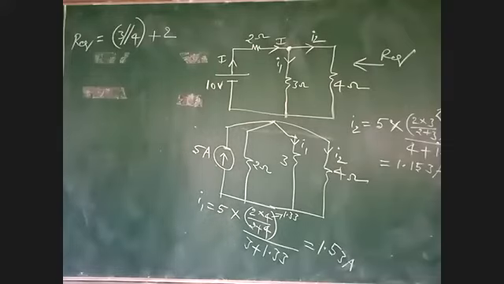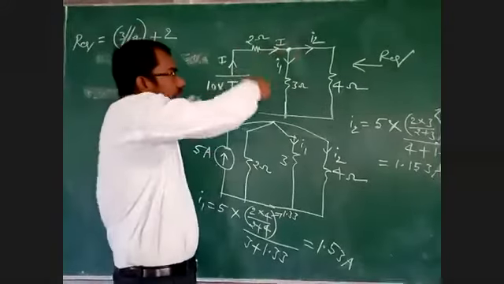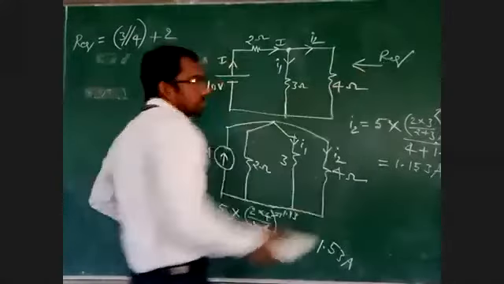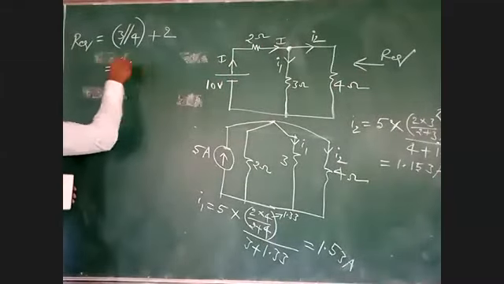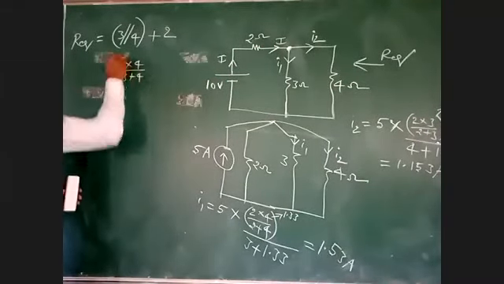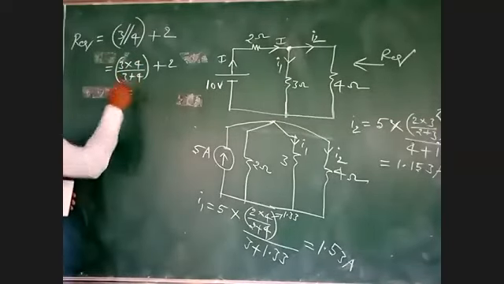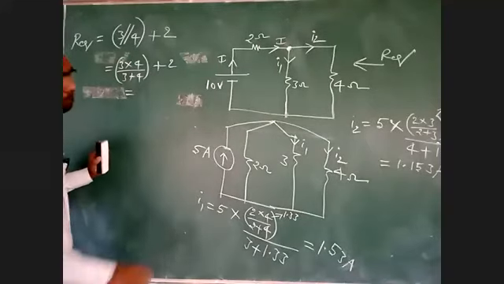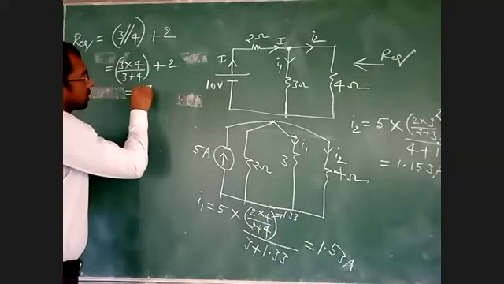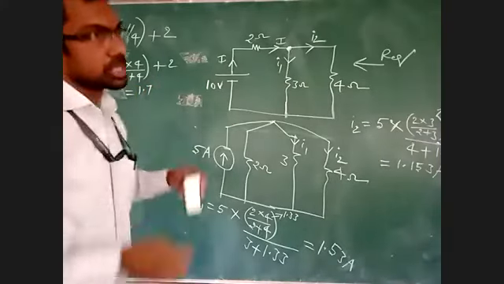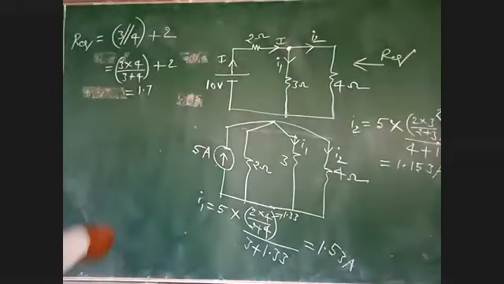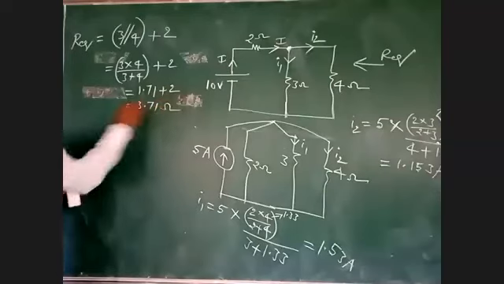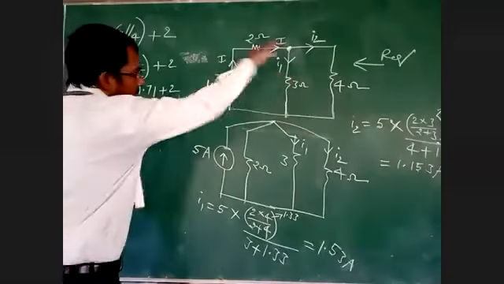Now I am determining the equivalent resistance of the entire circuit. I know the total voltage. I want the total resistance. That is 3 into 4 by 3 plus 4, plus 2. That is 12 by 7. What is 12 by 7? 1.71. So 3.71 is the total resistance of the entire circuit.